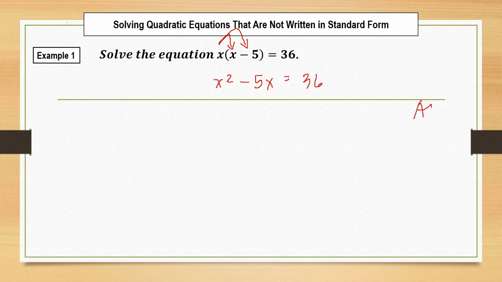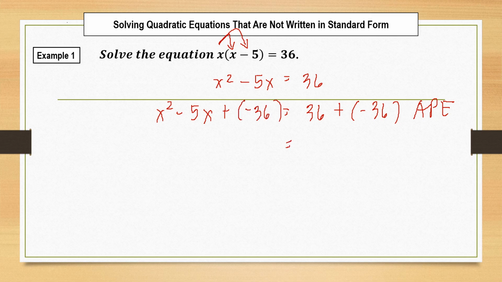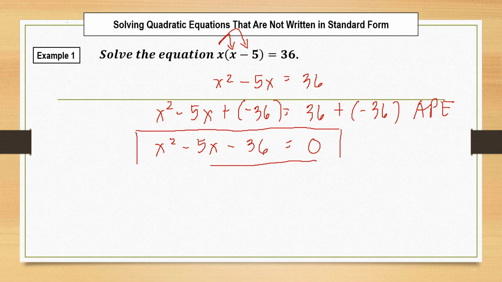Now, let us apply addition property of equality to make the right side of the equation 0. In order to make the right side of the equation 0, we add negative 36. We also add negative 36 on the left side. So, the right side of the equation now becomes 0, and the left side is x squared minus 5x minus 36 is equal to 0. So this is now our quadratic equation in standard form.